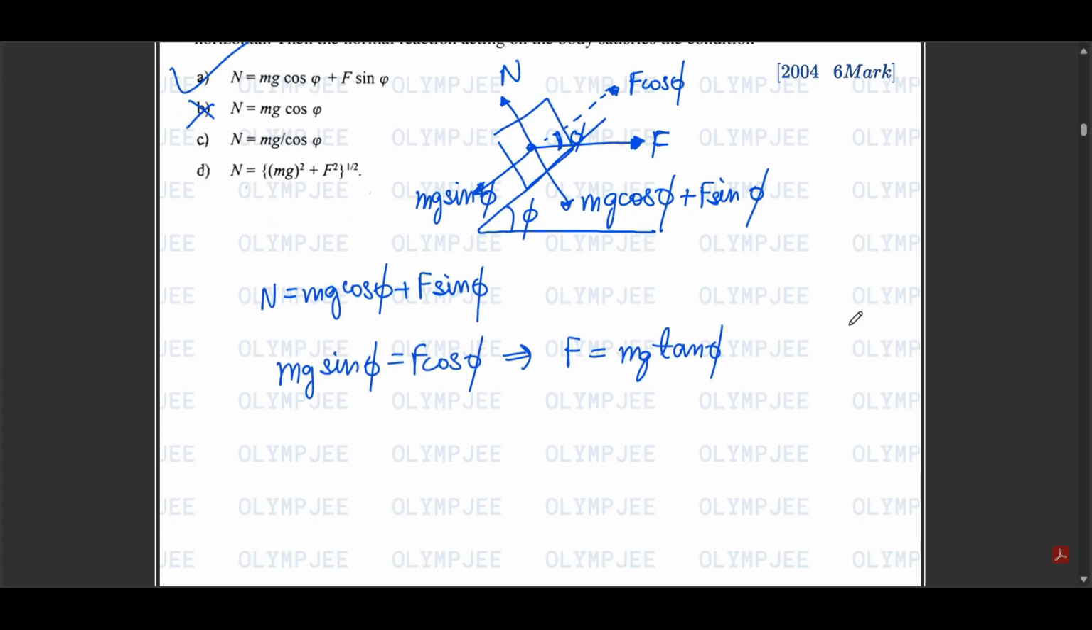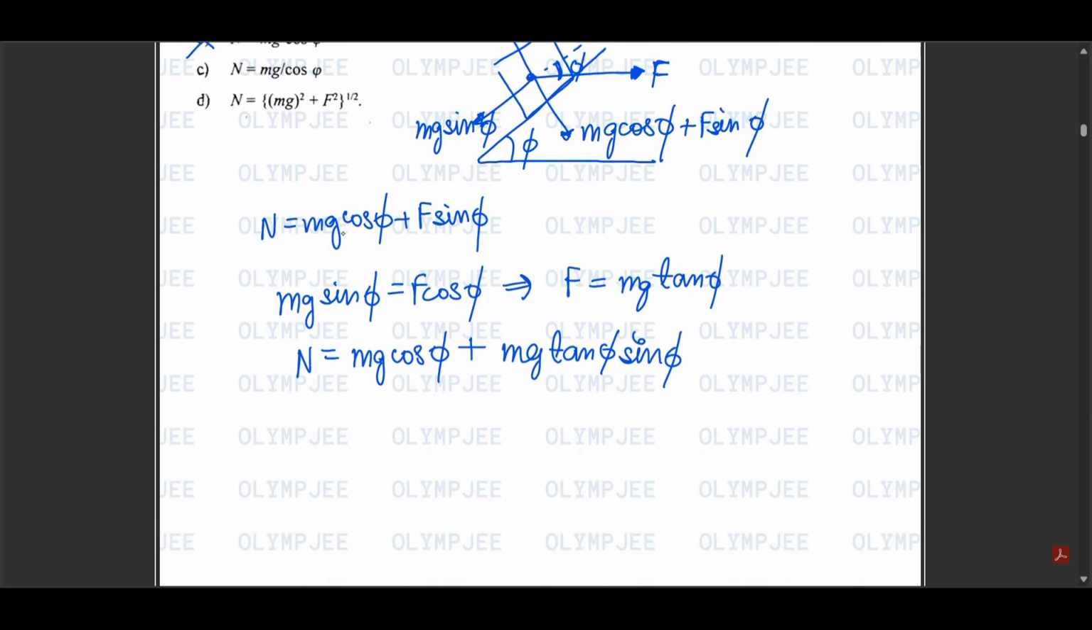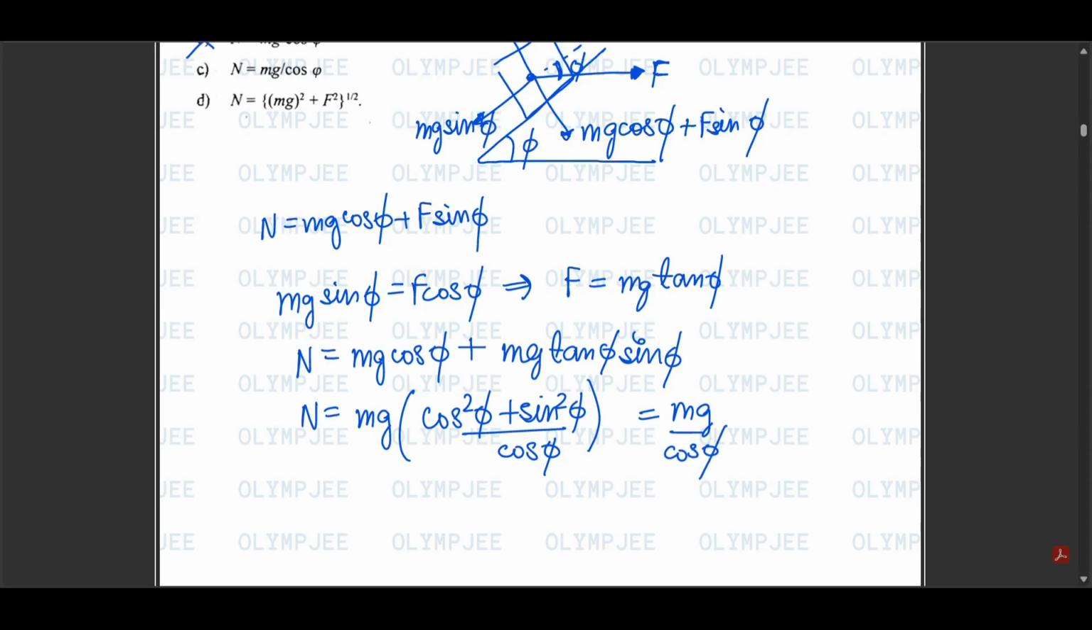So from here we will get that normal is equal to mg cos phi plus mg tan phi sin phi, right? I have replaced f by mg tan phi, and sin phi is already there. So normal will become mg times cos square phi plus sin square phi divided by cos phi, and we know that this is equal to 1, so it will become mg by cos phi. So option C is correct.